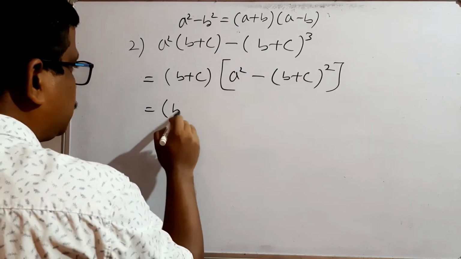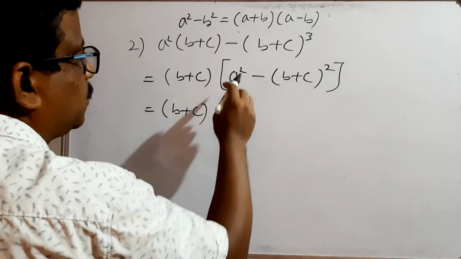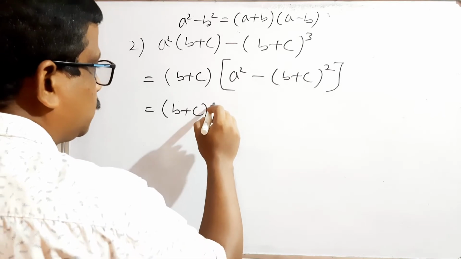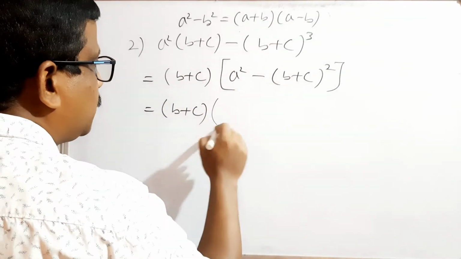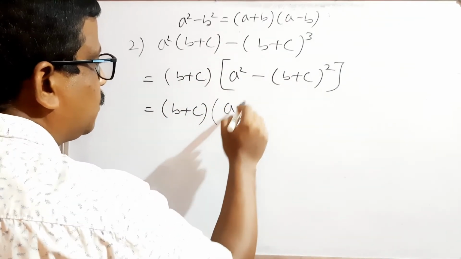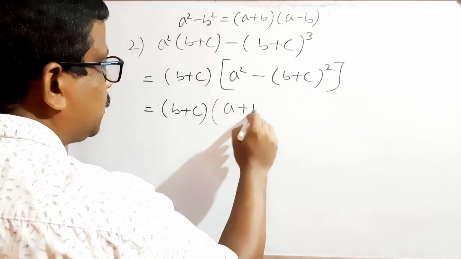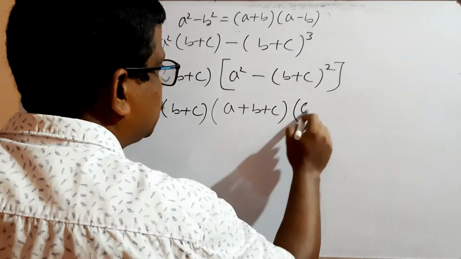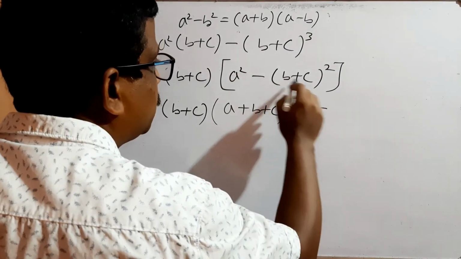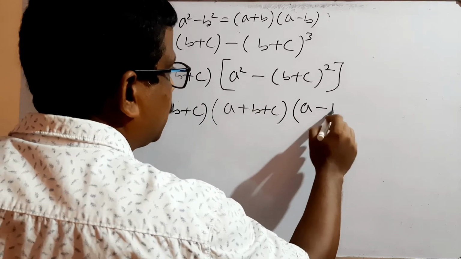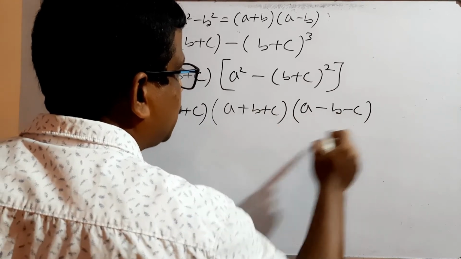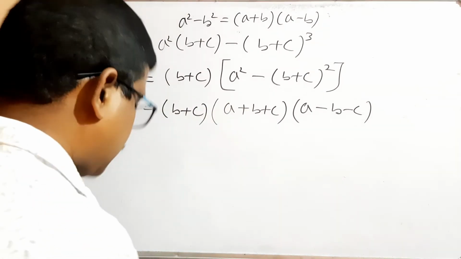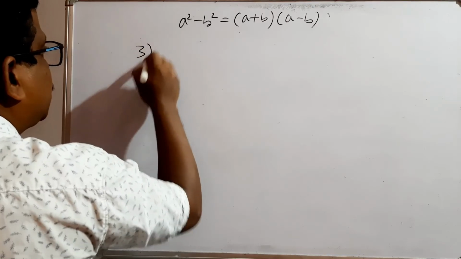Now b plus c you keep like this. Now this is in the form of a square minus b square. So use the formula a plus b: a means a, plus b means b plus c. Then a minus b: a minus b plus c, open the bracket, minus c. So this is the answer. Understood? Another one.